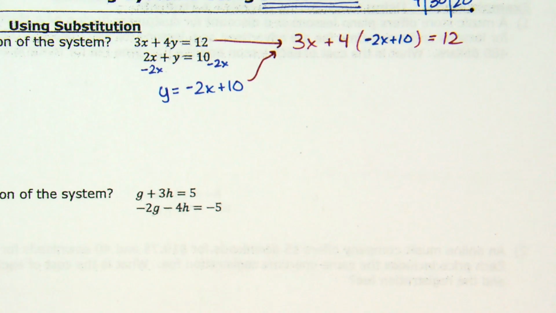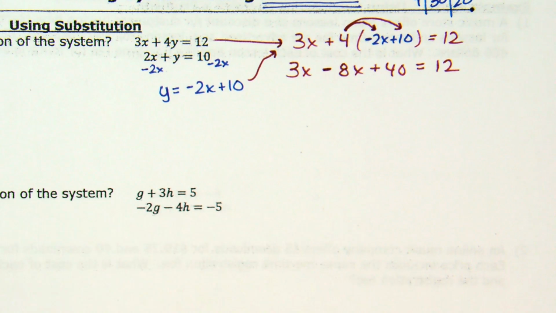Okay, now you have an equation that has x in it. How do I solve? Distribute. Okay, we have a 4 that needs to distribute into these parentheses. So let's do that. So I have 3x plus, what's 4 times negative 2x? Okay, negative 8x, or I'm going to write minus 8x, plus 4 times 10, plus 40, equals 12. And now this gives me the opportunity to review our basic equation solving skills. What do I do next? Okay, combine like terms.